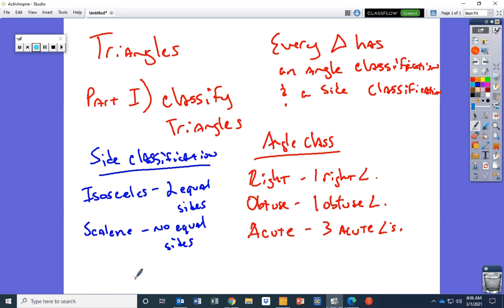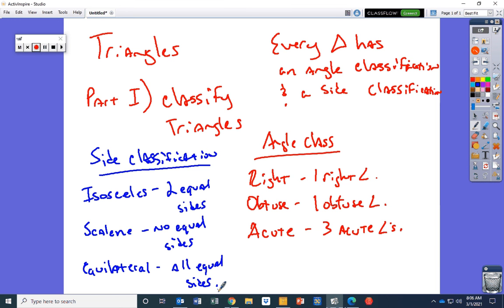And what's the last one? If we have all equal sides, what is that going to be? Equilateral. That's really bad handwriting. All equal sides. So every triangle that I see is going to have a side classification and an angle classification.